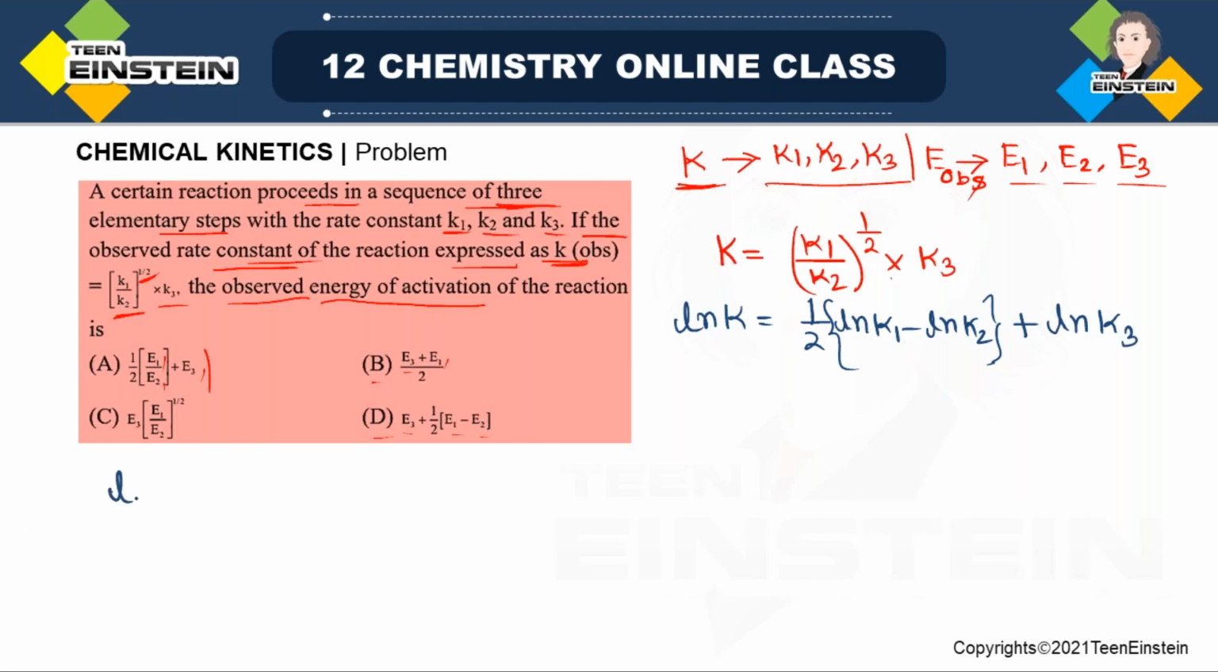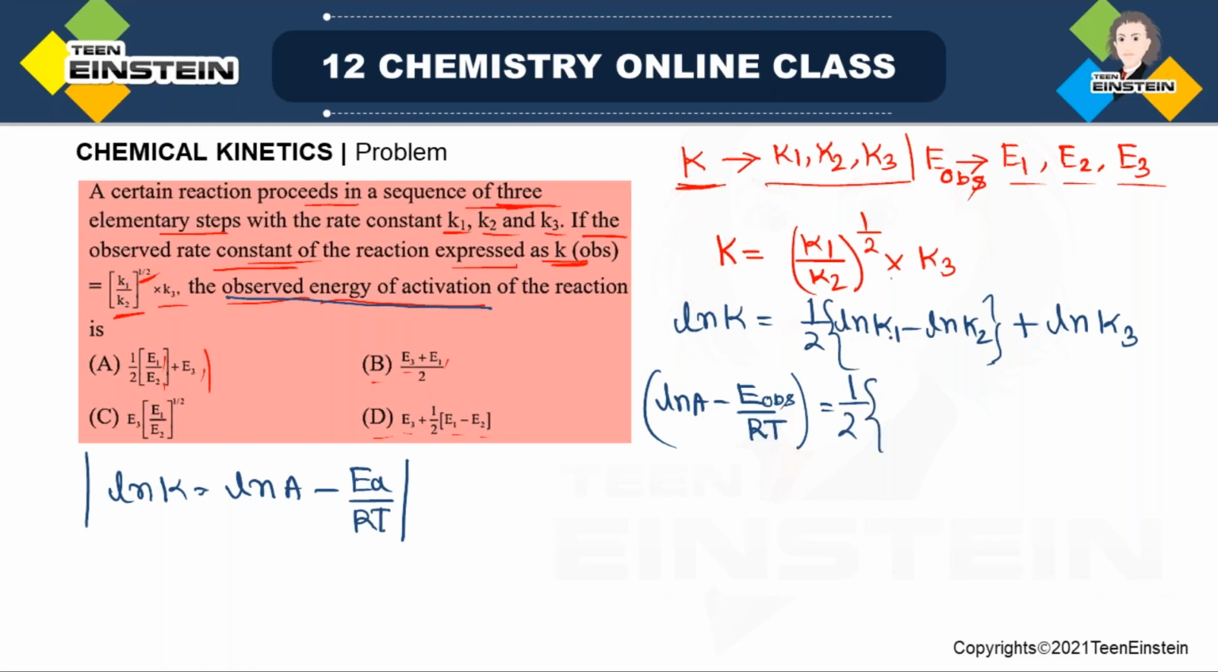Now from the Arrhenius equation we know that ln K is equal to ln A minus energy of activation divided by RT. So this equation we will put for all these K. In the left hand side it will be simply ln A minus E by RT. So this E is basically E observed, that is the observed energy of activation. But for simplicity I am omitting the OBS term. If you want you can write it. Okay, so this is the energy of activation observed.